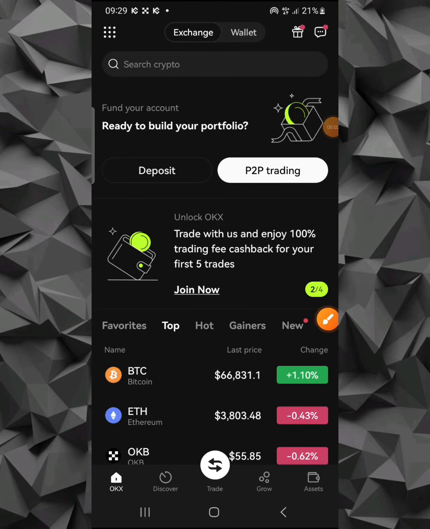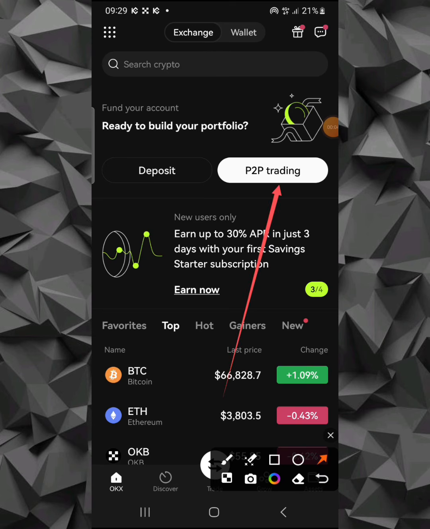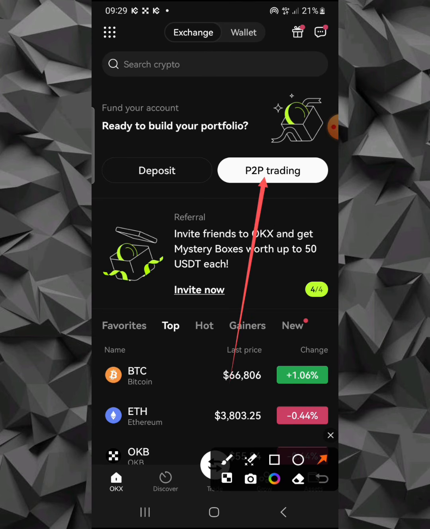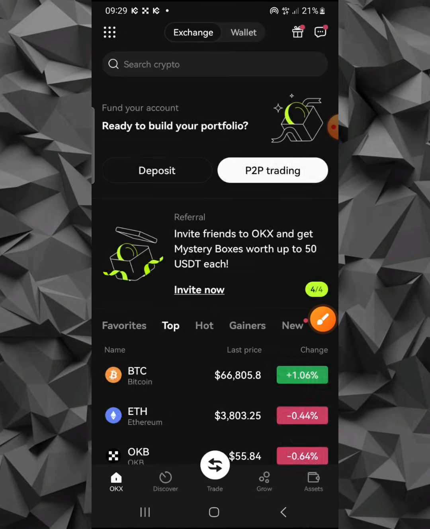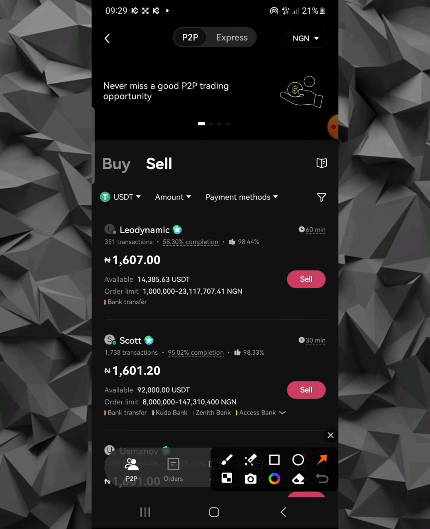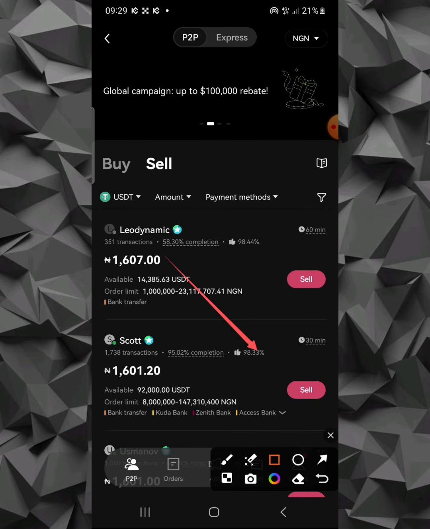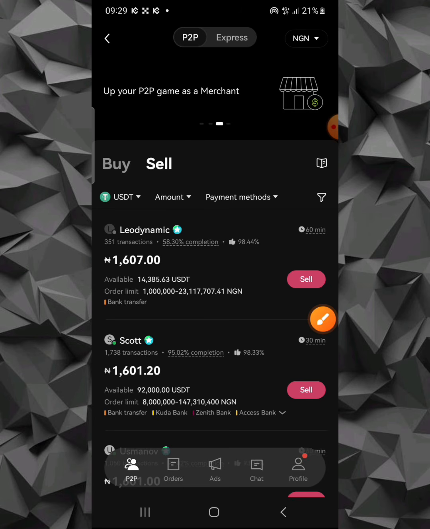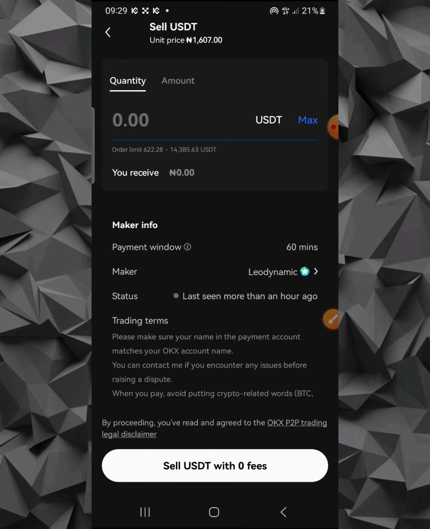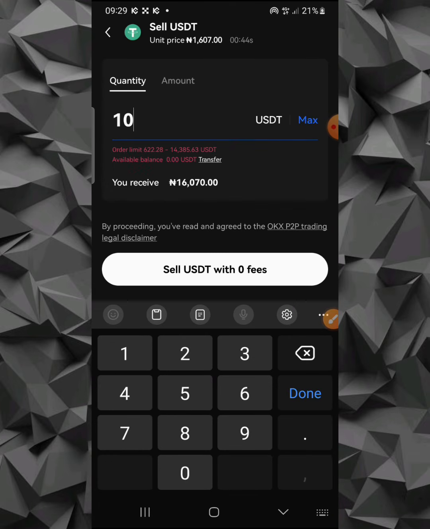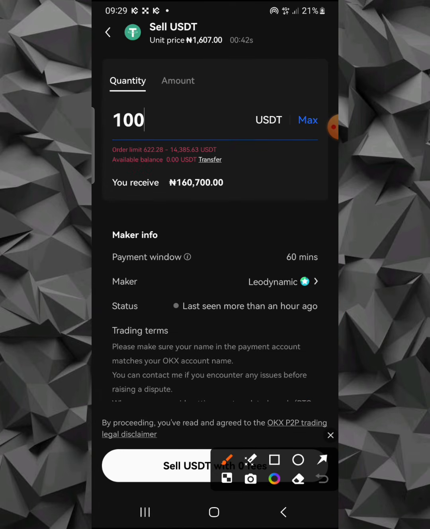Now let's see how much you can sell 100 USDT on OKX P2P, okay? You can see the P2P trading right here, so let's just come here and click on it, okay? Now you are going to be selling, so you leave this to sell, and you leave this to USDT. Now as you can see, this is the rate you can sell, okay? This is one of the highest rates that you can sell. So if you are going to be selling 100 USDT, let's just check, okay? If you enter 100 USDT right now, as you guys can see, you are going to be receiving a total of 160,700 naira if you are selling your USDT directly on OKX.